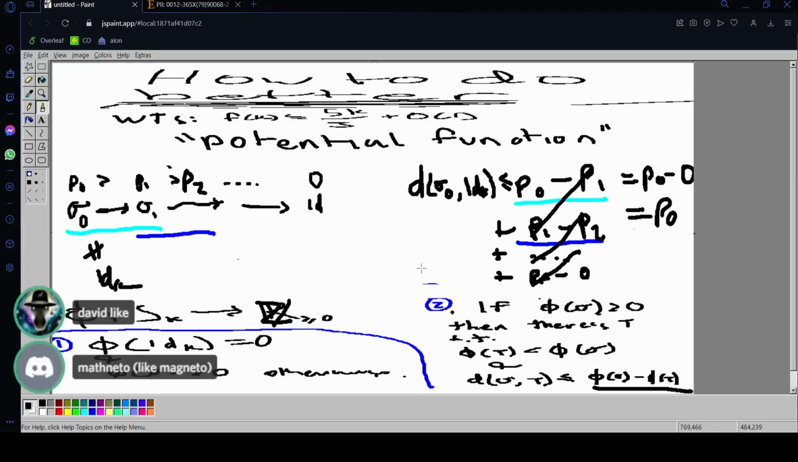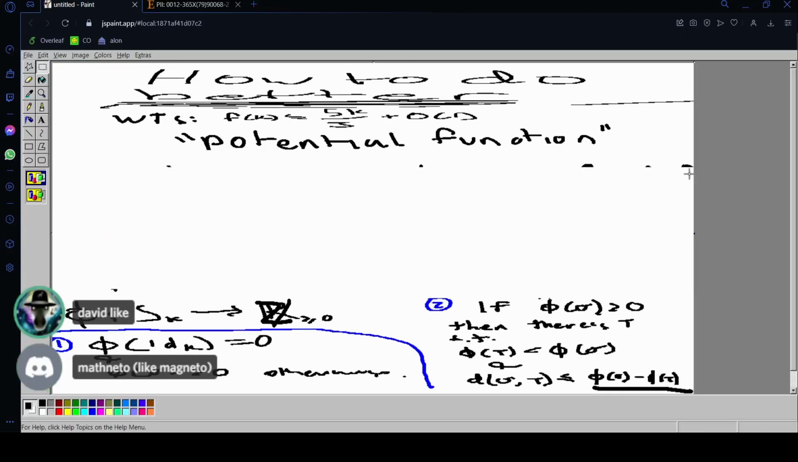So what this means is that if sigma 0 has potential P0, then its distance, the number of moves I need to sort it, is at most P0. That's crazy.